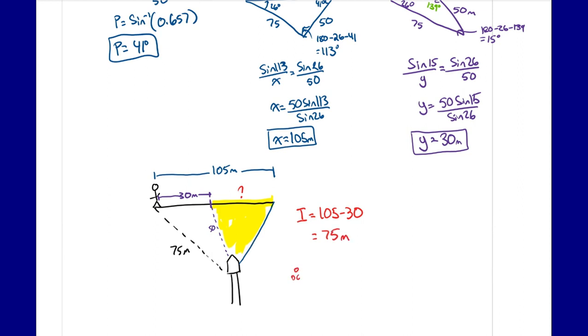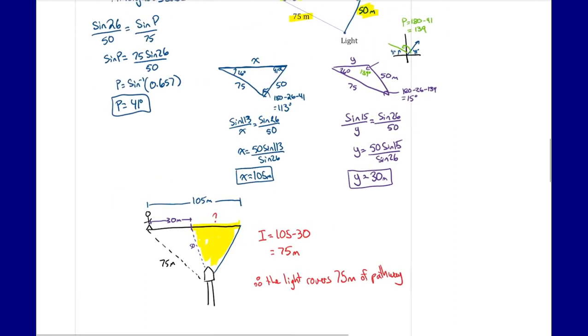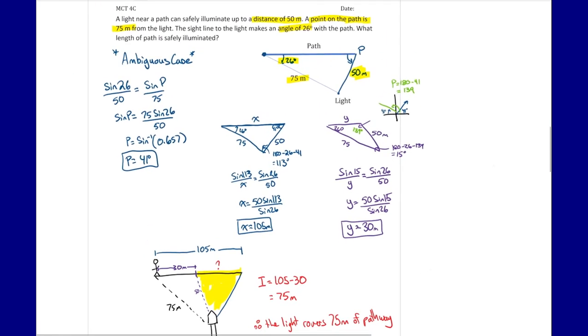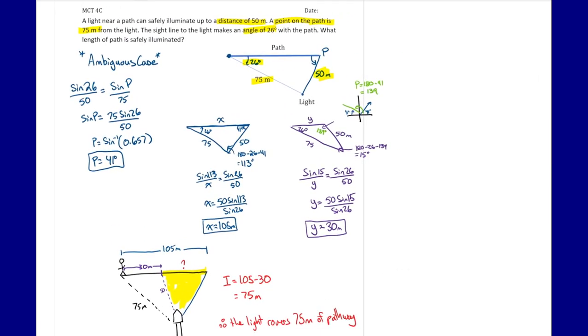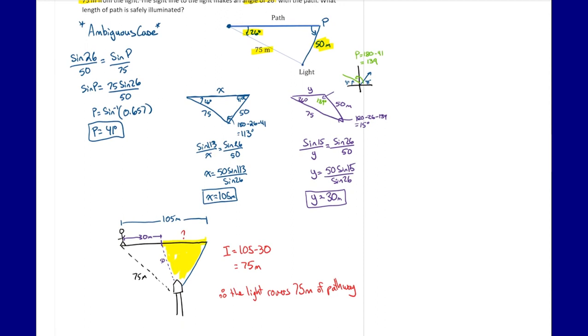So therefore, the light covers 75 meters of pathway. So it'll cover 75 meters of that pathway. So again, this was more of just an application of the ambiguous case, right? Just looking at, is there an ambiguous case, and using the two different triangles to find us a certain section. In this case, a certain section that is illuminated.